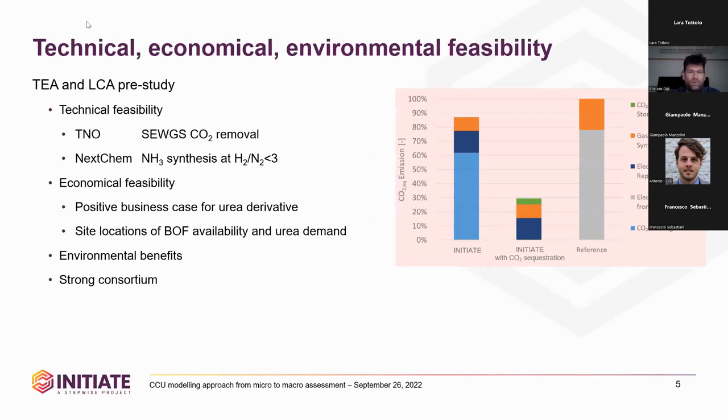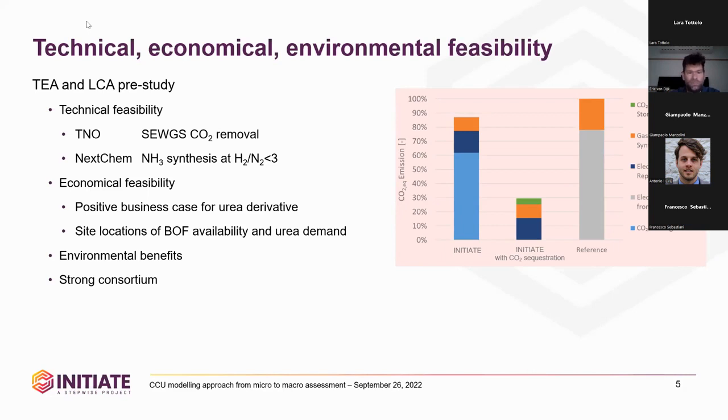Okay, so before we started the Initiate project, we did a technical, economical, and environmental feasibility study, which was a one-year project to identify the potential for this route. The main results indicate that the techno-economic analysis and the life cycle analysis show this is technically feasible when we use the two enabling technologies: the sorption-enhanced shift from TNO, and the new ammonia loop from NextChem. There's also positive economic feasibility.